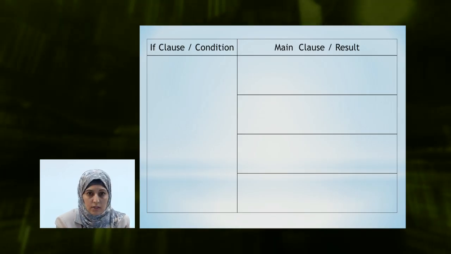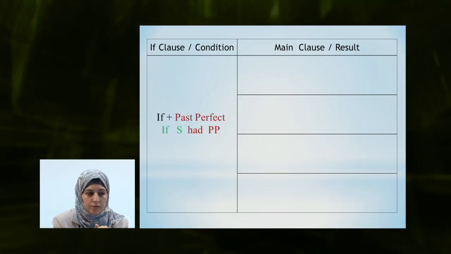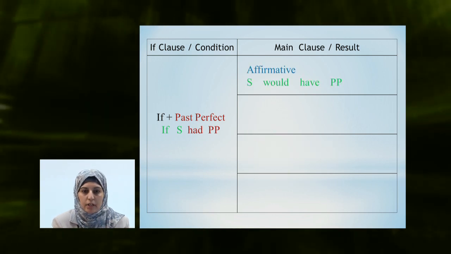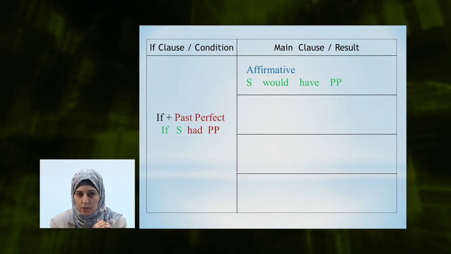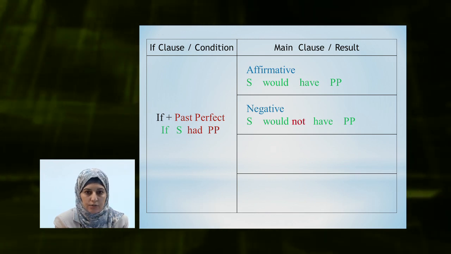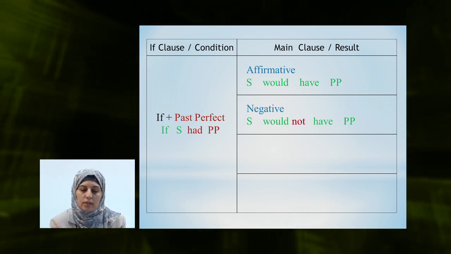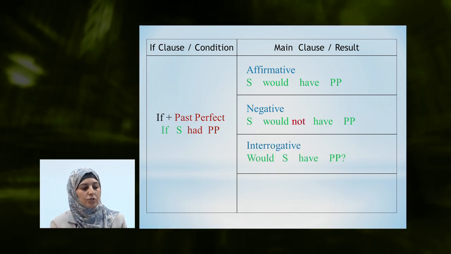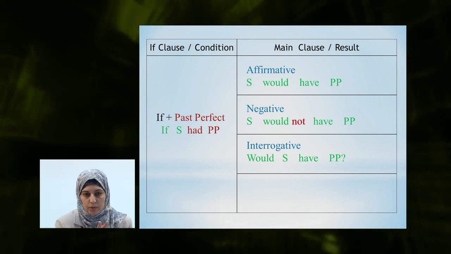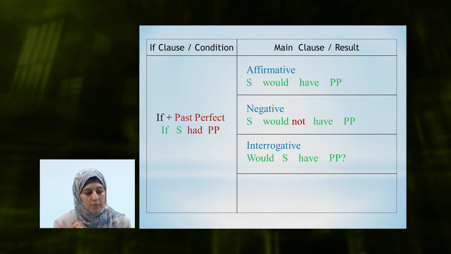Now, this takes us to the forms of the main clause. Let's see the affirmative form, which is subject, would, have, and past participle. Let's see the negative form. It's subject, would, and not is added to would, have, and past participle. The interrogative form, you just switch between subject and would, so you have would, subject, have, past participle. In interrogative negative form, you just add the not to would. So would not, subject, have, past participle.